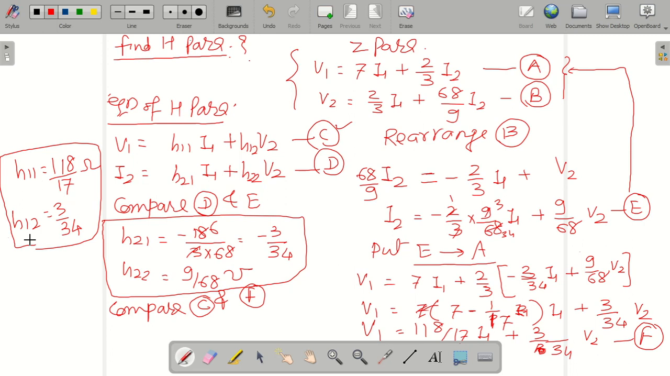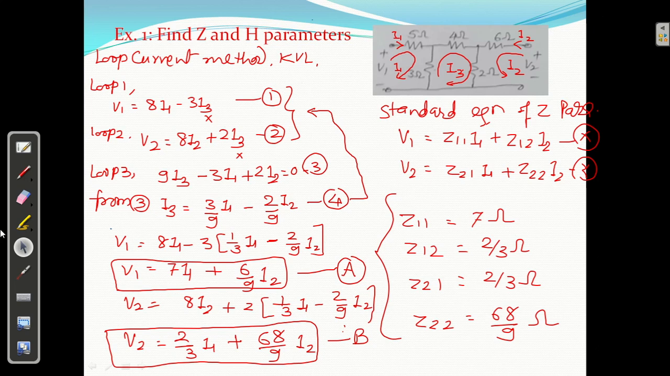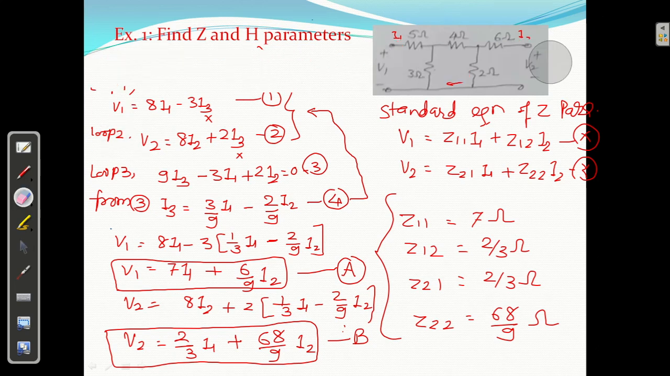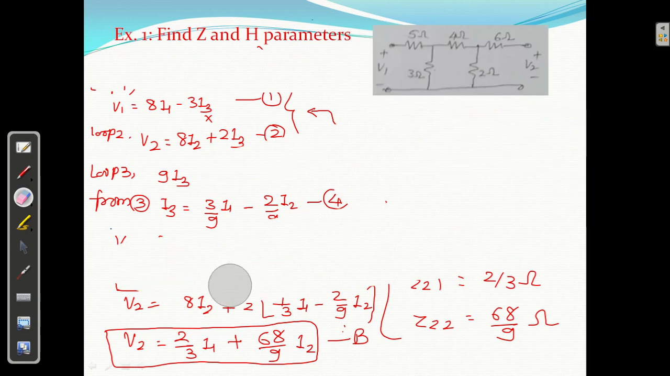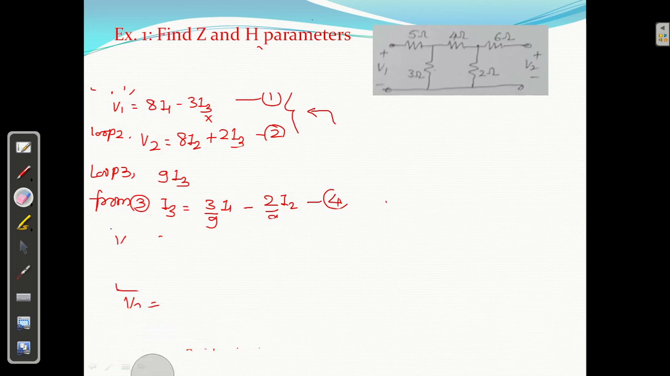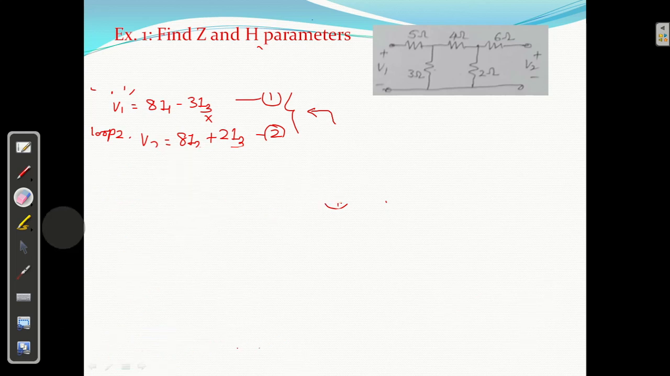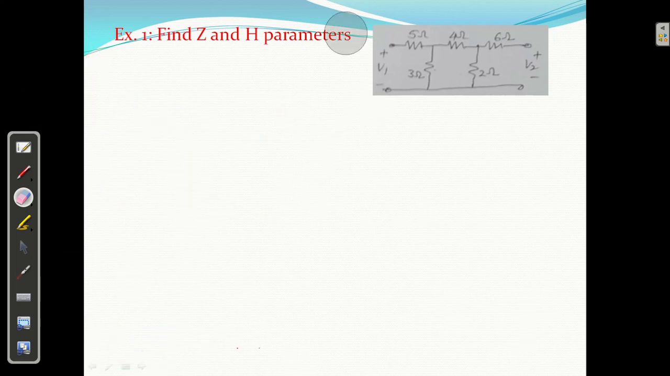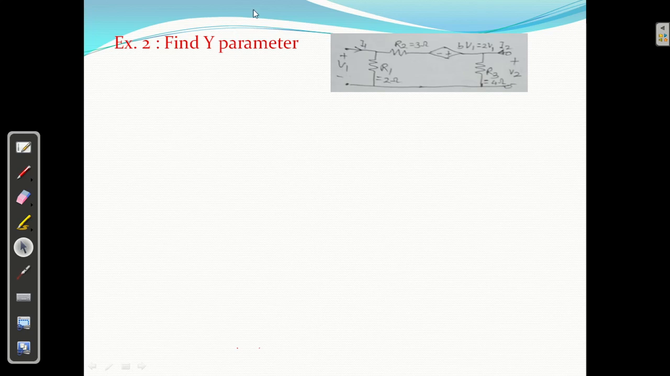Okay. So these are the two questions. This is the first problem we have solved. I am coming back. Okay. I am rubbing it. Okay. Question number 2 I am going to solve. This is the question number 2.